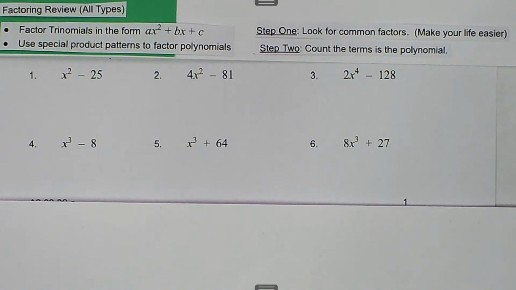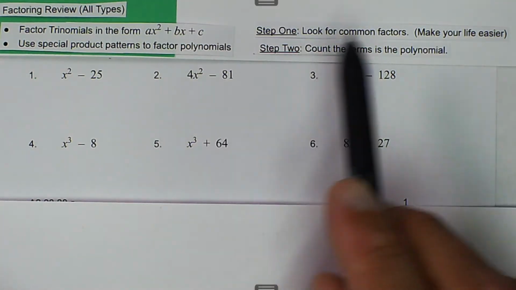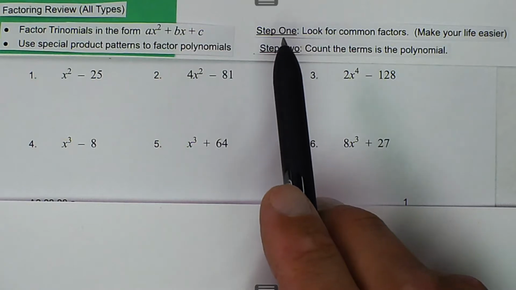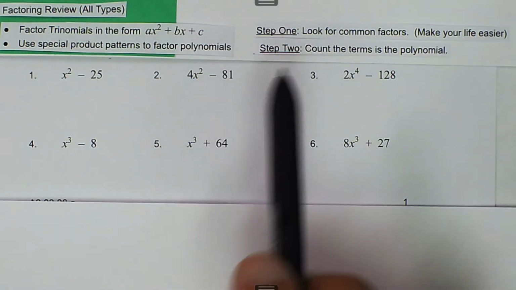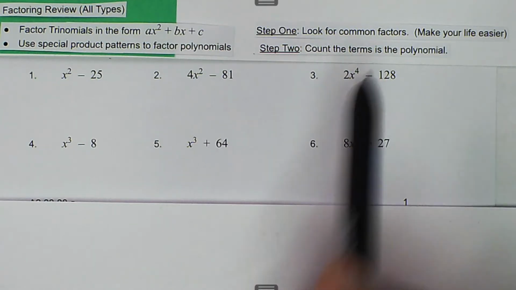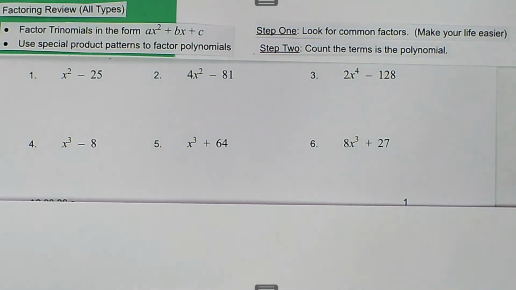We're talking about all types of factoring, and we want to use special product patterns to factor polynomials. So we have two steps up here that we want to pay attention to. First step is look for common factors that will make your life easier. And the second one is count the terms in the polynomial. So here we're talking about binomials specifically, so there's two terms. So we should be thinking difference of squares, sum of cubes, or difference of cubes.